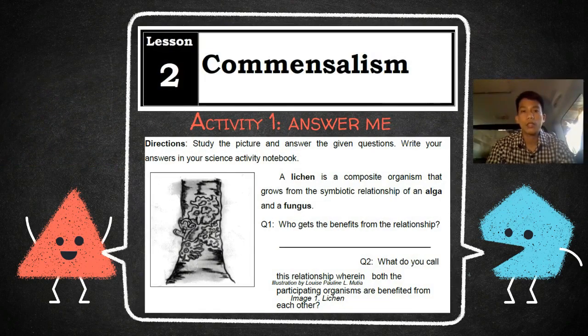Next is Lesson 2, commensalism. For Activity 1, Answer Me. Study the picture and answer the given questions. Write your answers in your activity notebook.